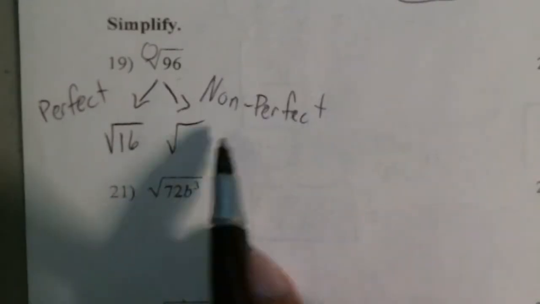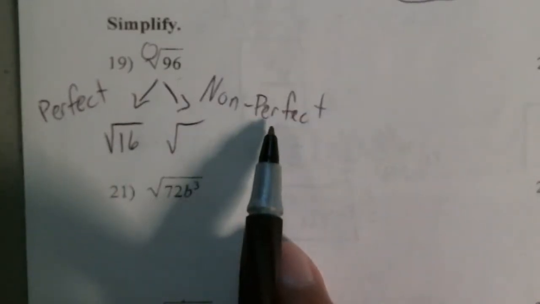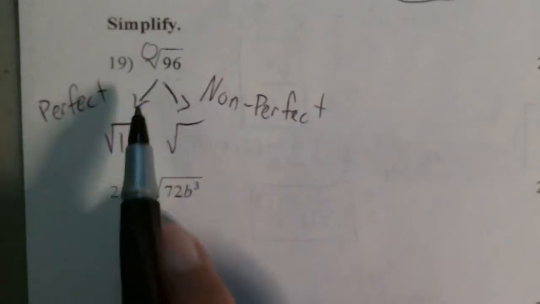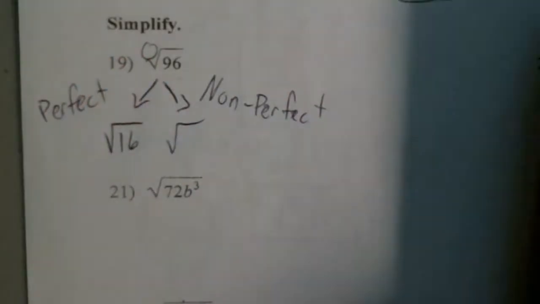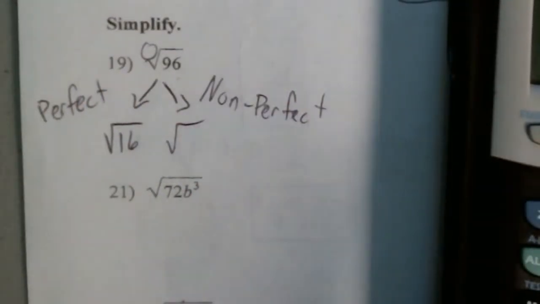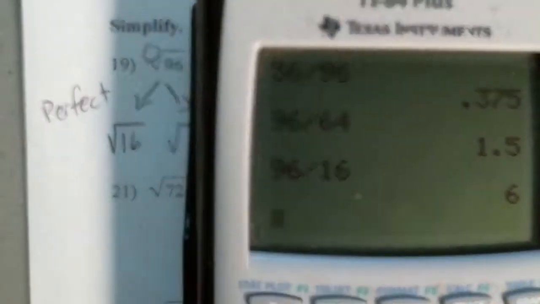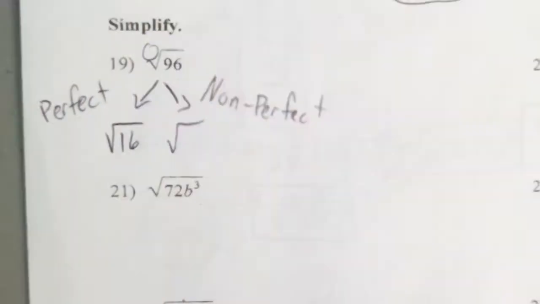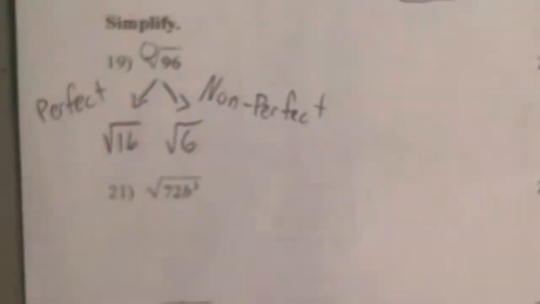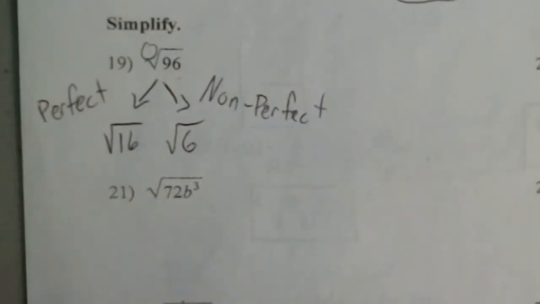Now, to figure out what's left over, what goes in the garbage can, the non-perfect, I just simply divide the radicand by the perfect square. So we said that 16 goes into 96 how many times? It goes into it 6 times. Okay, so 6 goes in the garbage can. Okay, that's my non-perfect stuff. I cannot take the square root of 6.